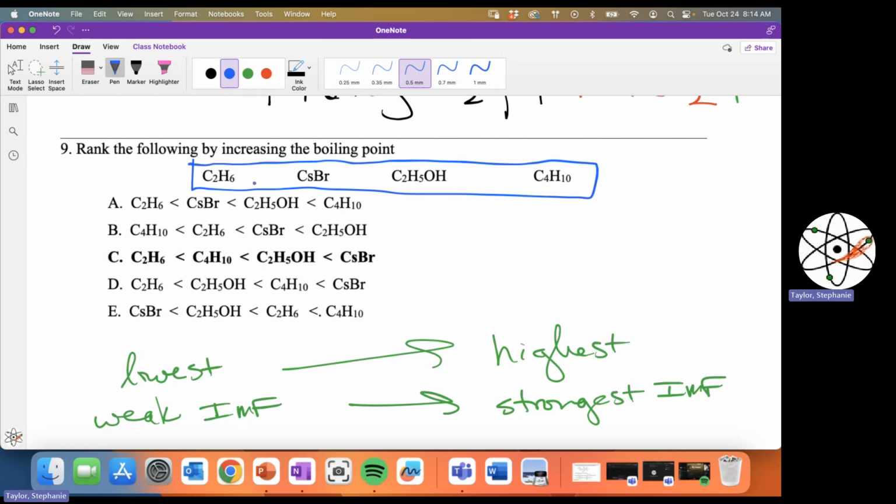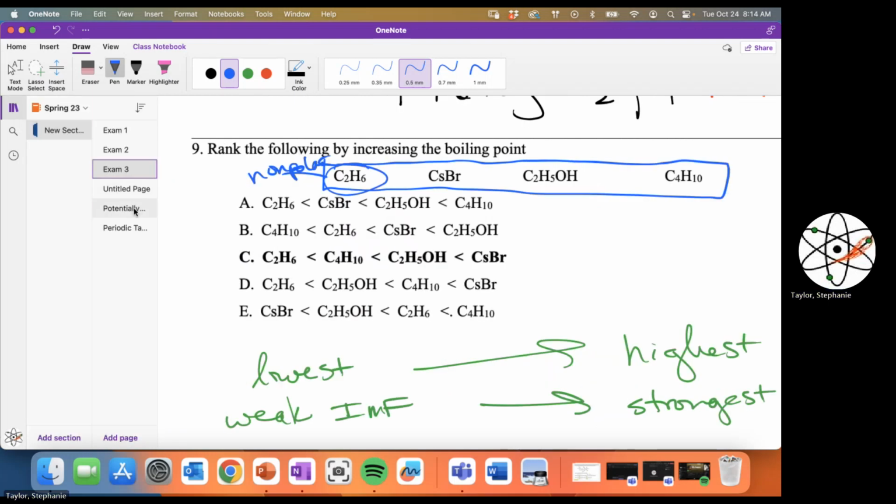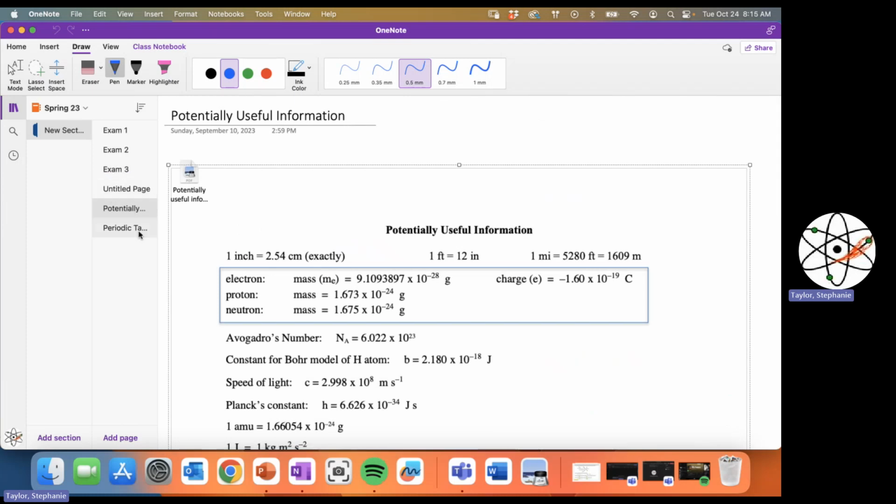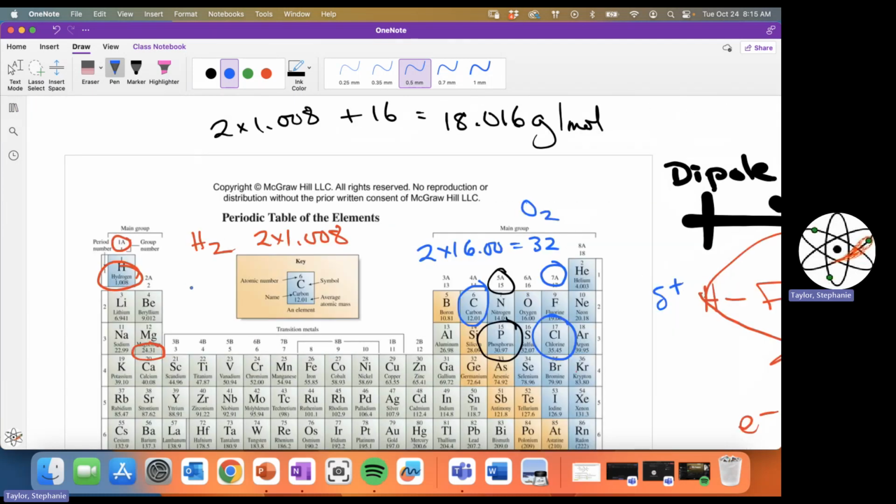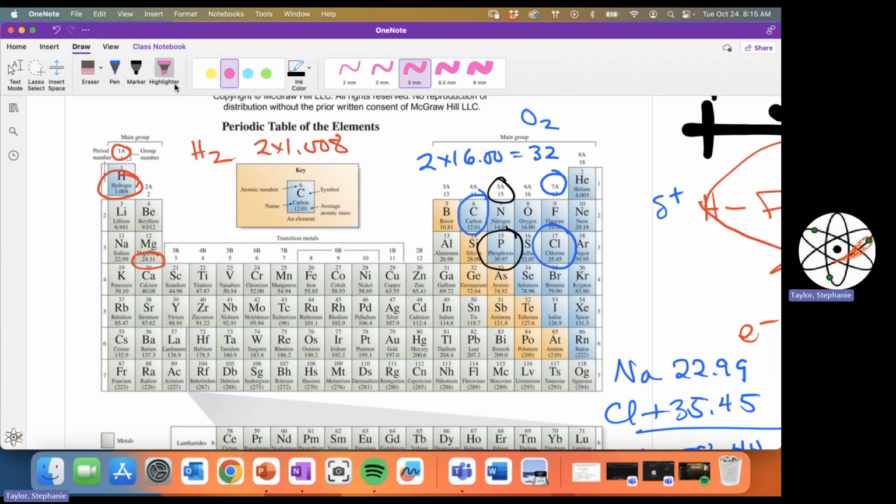So I got lots of carbons. So I got 2 carbons and some hydrogens. So this is non-polar. I've got, that's not carbon. What is that? CS. CS. Where is CS? It's down here. Hey, that's a metal.